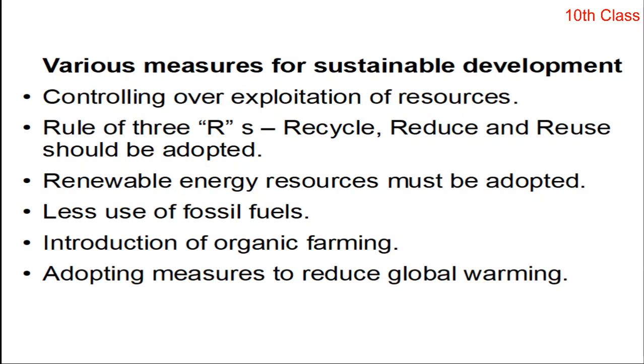So when we follow all these measures, definitely we can achieve sustainable development without damaging the environment. We should achieve development, and that development is called sustainable development. So by taking all these measures, we can achieve sustainable development.